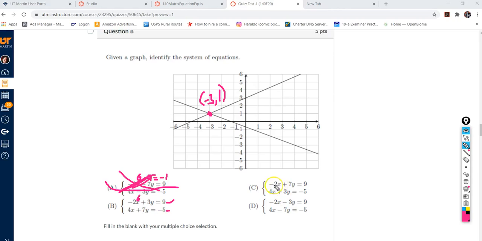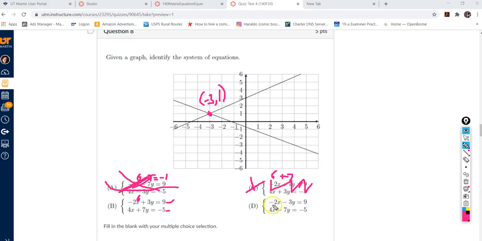Here I would have +3. I'd have +6 plus 7. So -2 times -3. So I'm plugging in the -3 for x is +6, and then plus 7 times 1. And that does not equal 9. 6 plus 7 does not equal 9, so it cannot be C. So I've ruled a couple of things out.